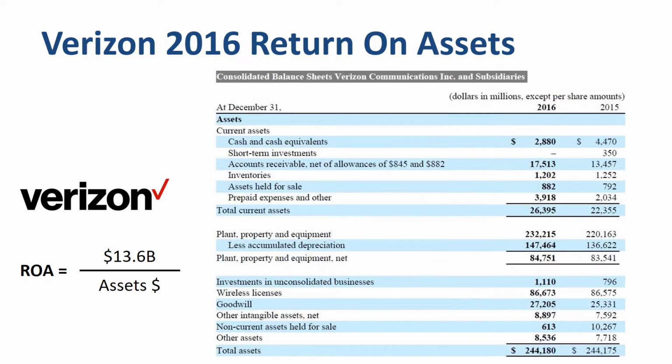Next is the assets number on the balance sheet. Total assets on December 31st, 2016 was $244.2 billion. We fill in this number as the denominator in the equation and can now calculate Verizon's return on assets for 2016 as 5.6%. We follow the same procedure for Walmart.